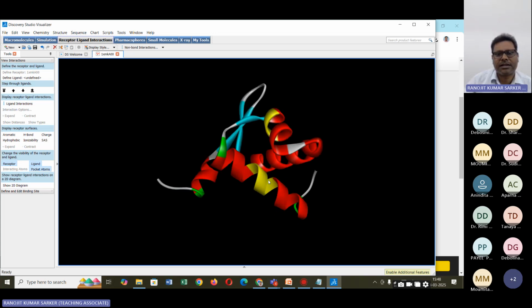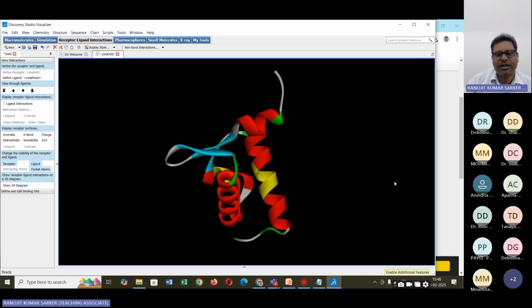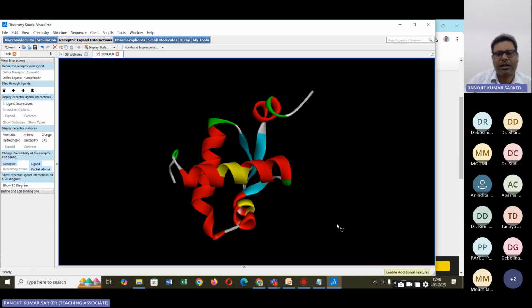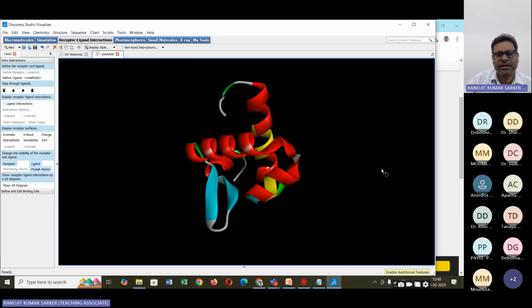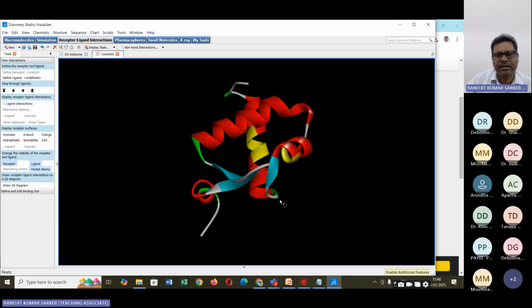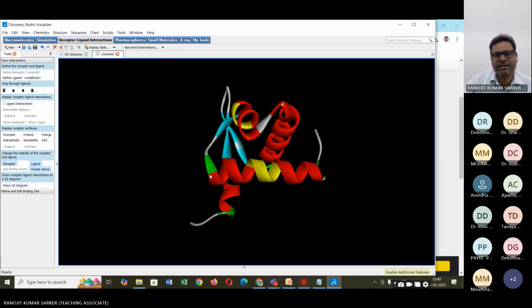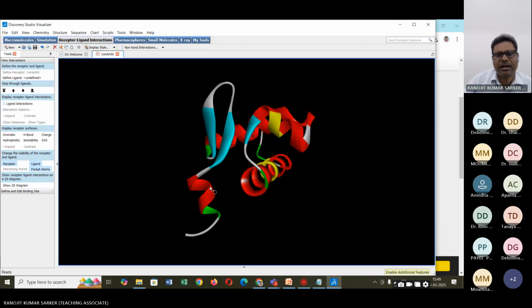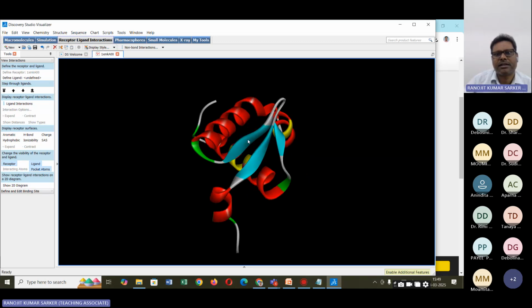I hope you can see the structure. Right. So for these structures, the PDB file, we can visualize it via Discovery Studio. Here you can see this is the helix. See, this helix is joined to another helix through beta sheets. And this is again another beta sheet.